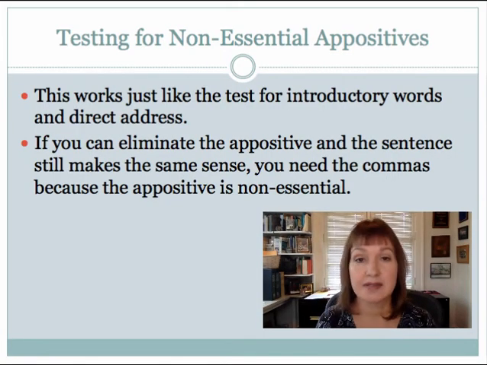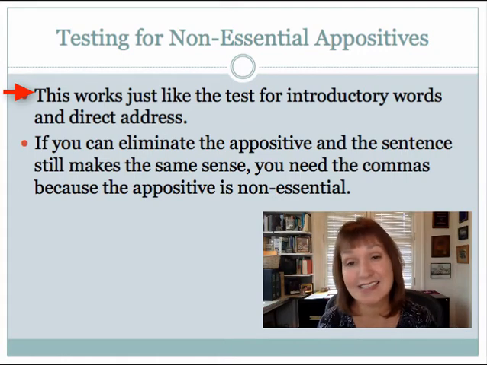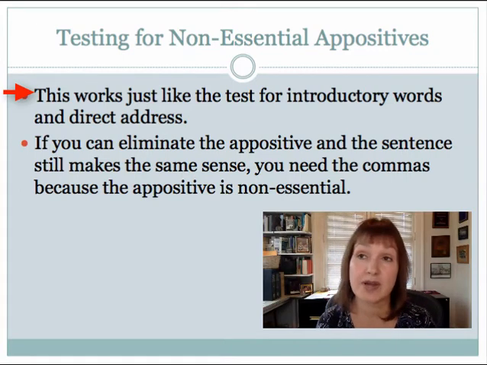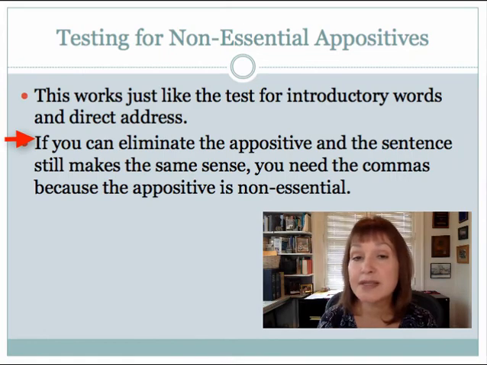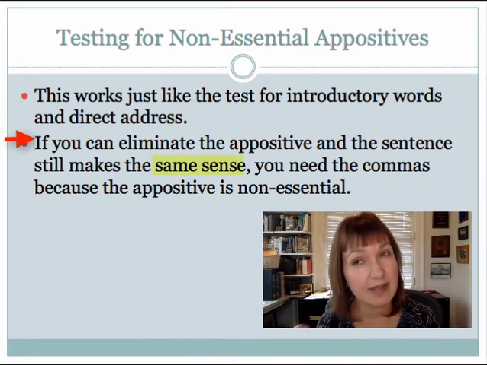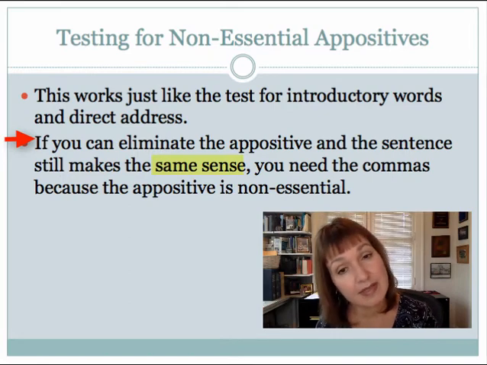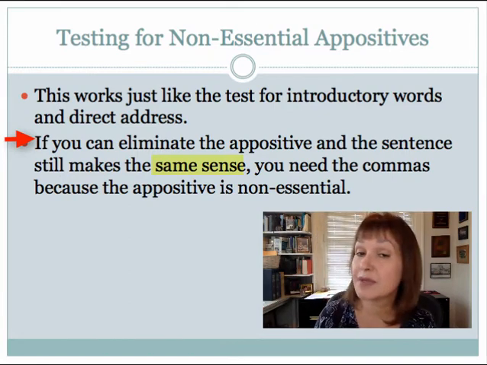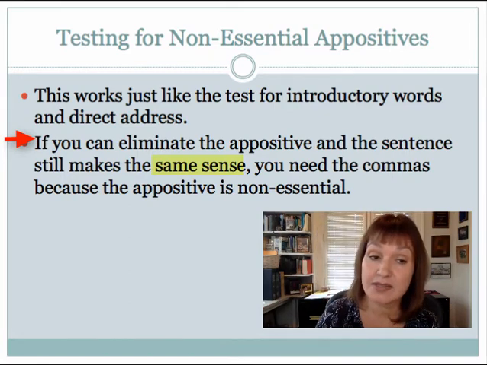So how do you test? Well, the test for non-essential appositive works exactly like the test for introductory words and direct address. If you can eliminate the appositive and the sentence still makes the same sense, and that's the critical part there, it's got to make the same sense, you need the commas because the appositive is non-essential.